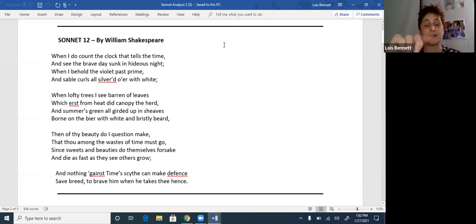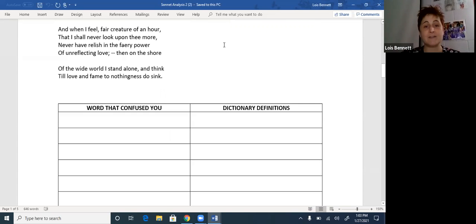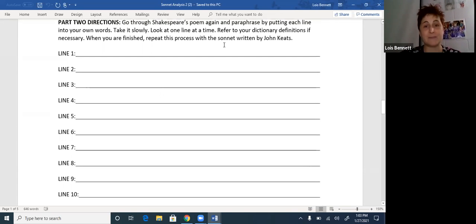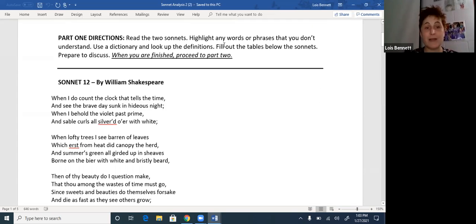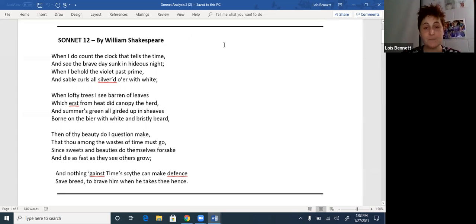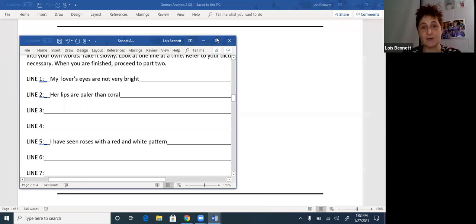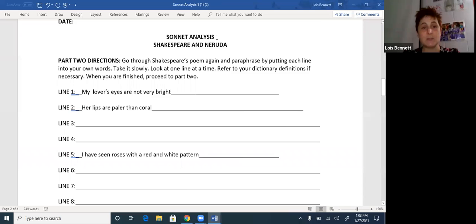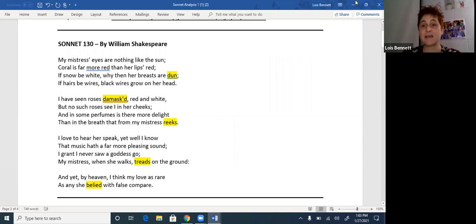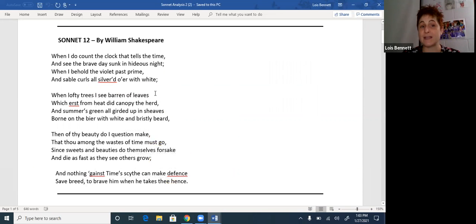All you have to turn in is the paraphrase of the Shakespeare one, and you have to go down a little bit to get to the paraphrase paper, but remember, you can write it on paper if you want to. So ultimately, the two grades that I'm looking for are a paraphrase of My Mistress's Eyes Are Nothing Like the Sun, which is also known as Sonnet 130. And I'm looking for a paraphrase of When I Do Count the Clock That Tells the Time, or Sonnet 12.